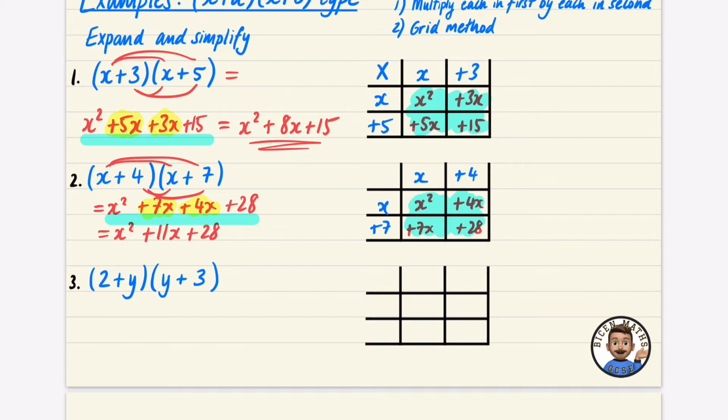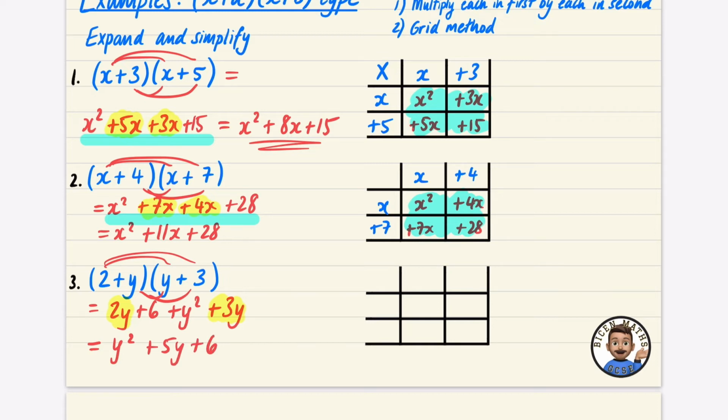So for this one, I'm going to do the 2 times the y, which is 2y, the 2 times the 3, which is 6, the y times the y, which is y squared, and the y times the 3, which is 3y. Now this time, the ones that we can add together are the 2y and the 3y, which is going to be 5y. Now usually we always start off with the squared one, so I'm going to write y squared plus 5y plus 6 for the answer.